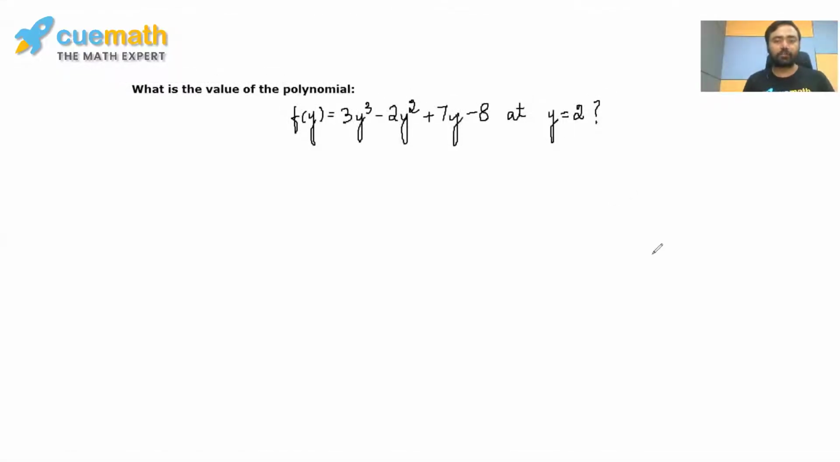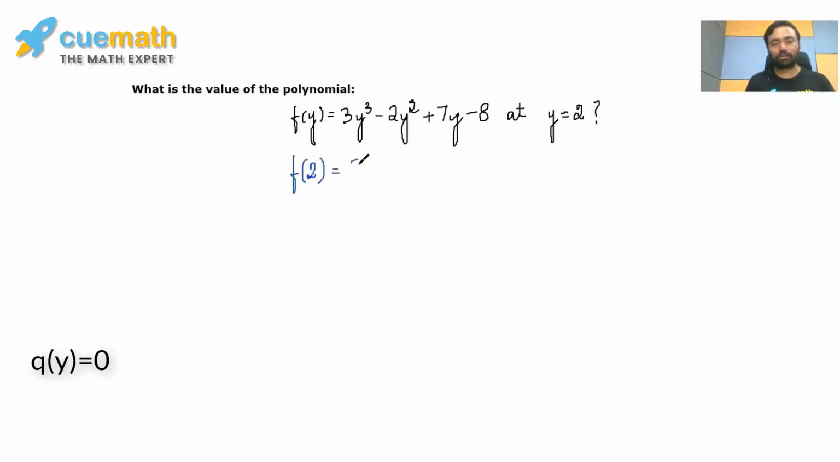So here we have been given a polynomial f of y equals 3y cubed minus 2y squared plus 7y minus 8, and we have to find the value of this polynomial at y is equal to 2. Now let's evaluate this polynomial by substituting y as 2. So in place of y, we'll write 2. So f of 2 equals 3 times 2 cube minus twice of 2 square plus 7 times 2 minus 8.